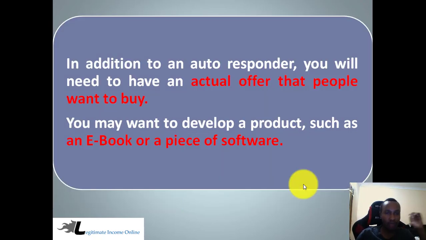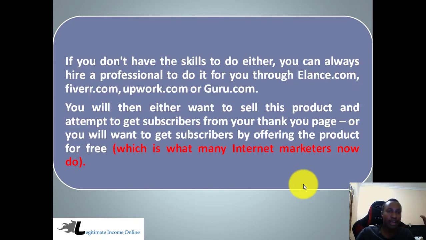So in addition to an autoresponder, you will need to have an actual offer that people want to buy. You may want to develop a product such as an ebook, a piece of software, or a video training, whatever it is. So you need to have an actual product that people buy. Okay, if you don't have the skill to do it, you can always hire a professional to do it for you through Fiverr for $5.